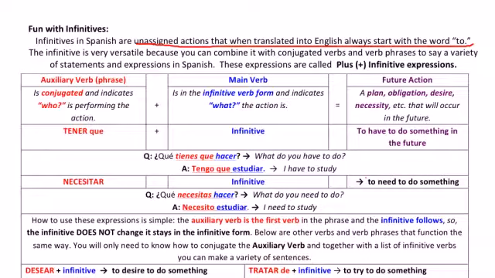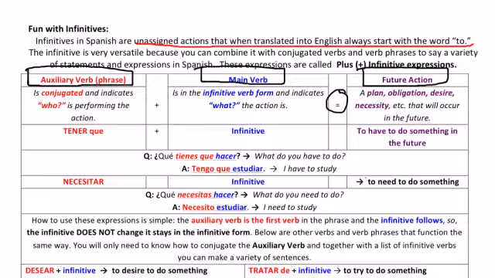So to have a look at the grammar of a basic plus infinitive expression, I'm going to direct you to this chart. The first thing we're going to see in the grammar is that a plus infinitive expression usually begins with an auxiliary verb phrase, okay? And then it's followed by a main verb, and those two together equal an action in the future. So this is the basic grammar.